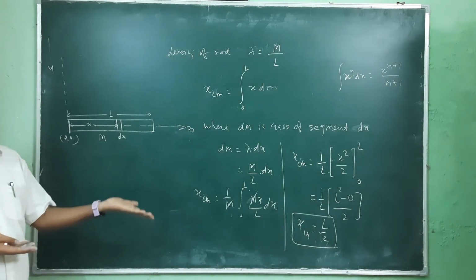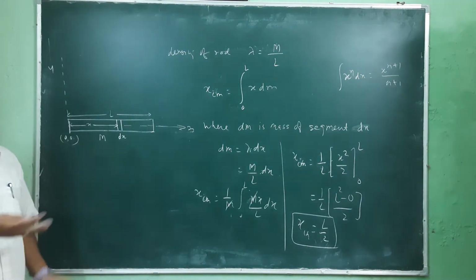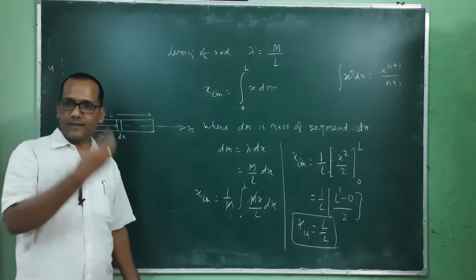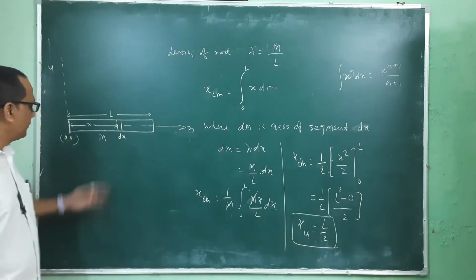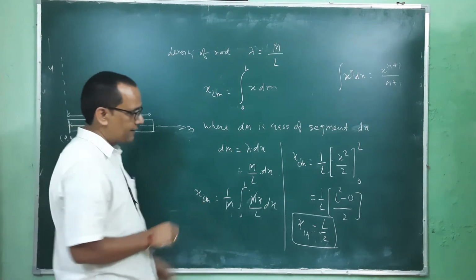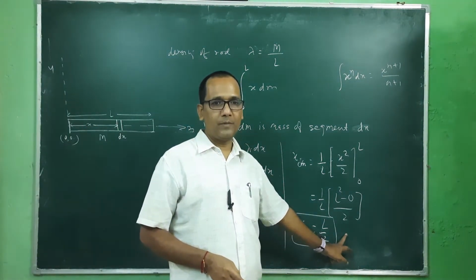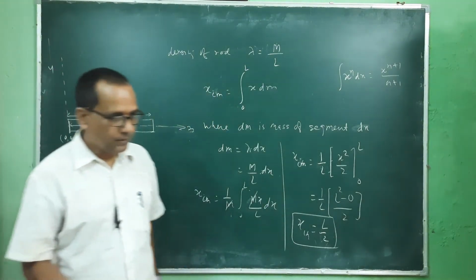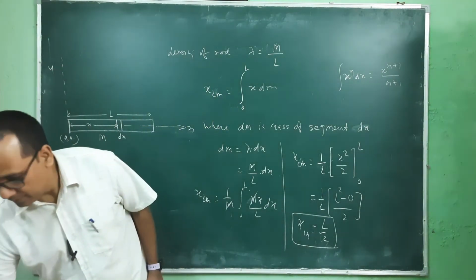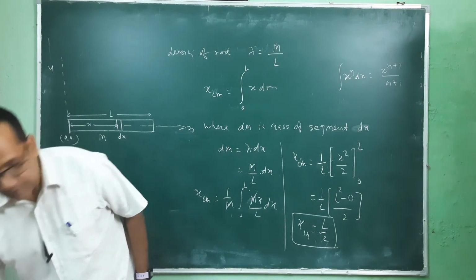So in the two-dimensional case also, if we have a plate, we can integrate along the x-axis as well as along the y-axis, and we can get the center x and y. So here one can write the center of mass as L by 2, 0, because we take y as 0. Now some more systems we can use.